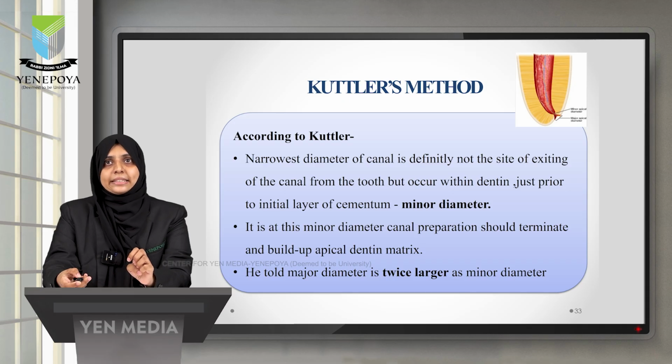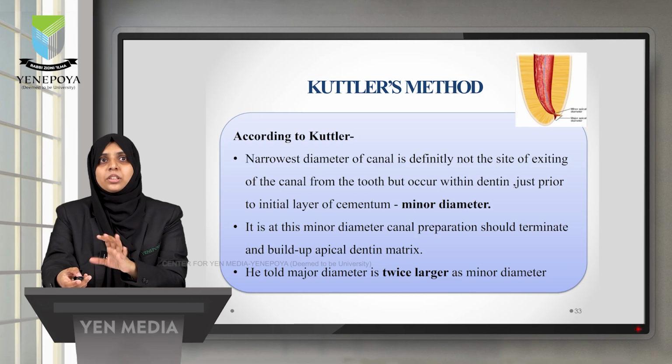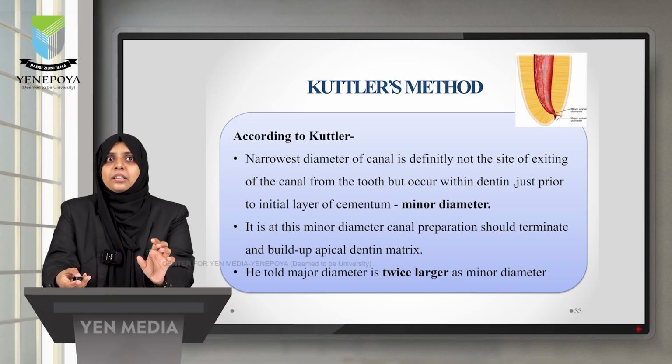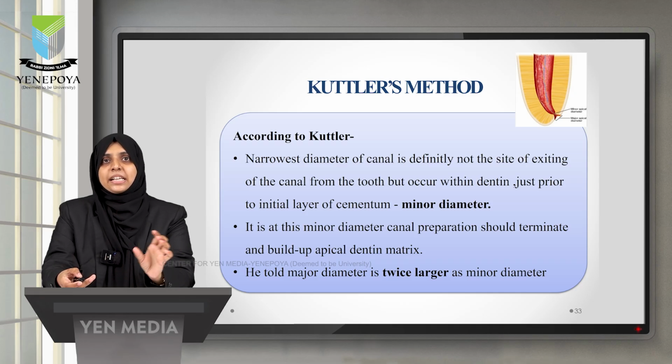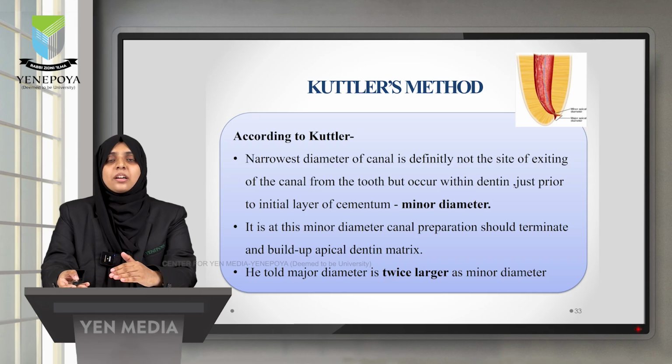Now coming to Cutler's method. Here this is basically based on the major and the minor apical diameter. What he says is that the narrowest diameter of the canal is definitely not the site of exit of the canal from the tooth, but occurs within the dentin, just prior to the initial layer of the dentin. This is basically the minor diameter. So it is at this minor diameter that canal preparation should terminate, and we need to build up the apical dentin matrix. He also said that the major apical diameter was found to be twice as large as the minor apical diameter.